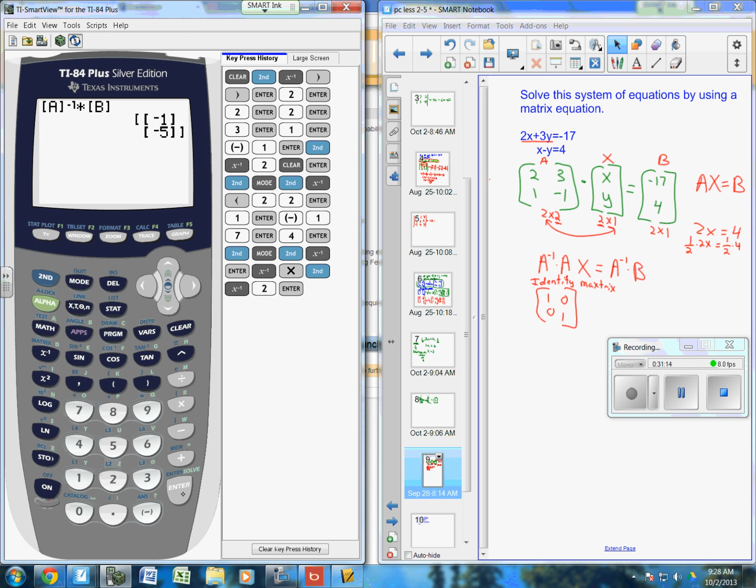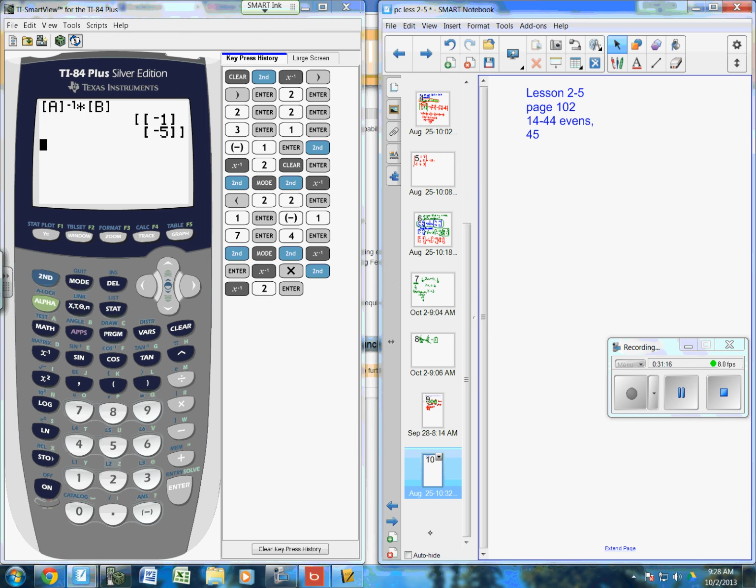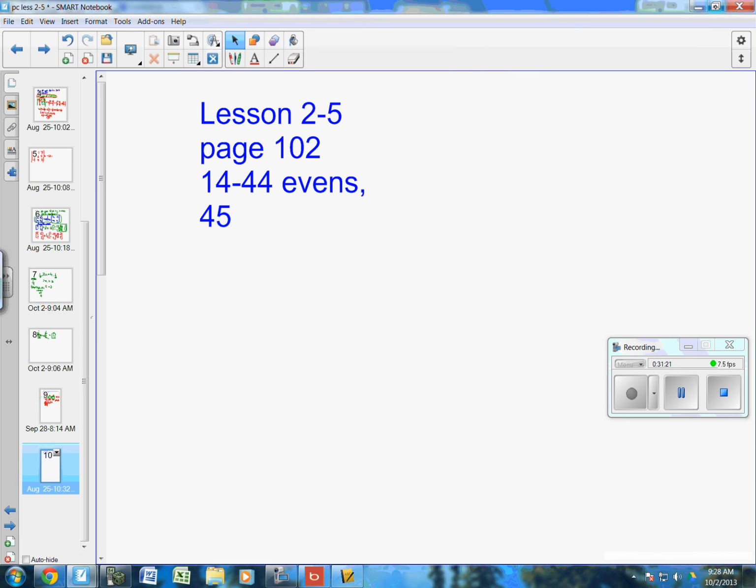Okay. Hey, you guys, here's your assignment. Lesson 2-5, page 102, 14 through 44 evens. Now, listen. I would do all the inverses and determinants you can by hand. And then I'll let you have a little bit of time, and I'll let you do the solving of systems of equations using the calculator next time we're here on your assignment. I'll give you some time to finish this up.